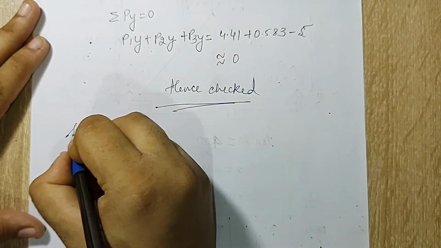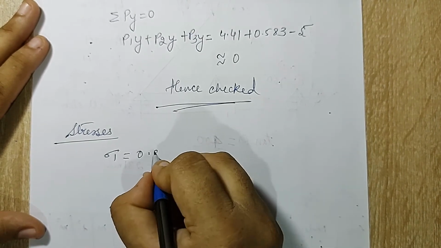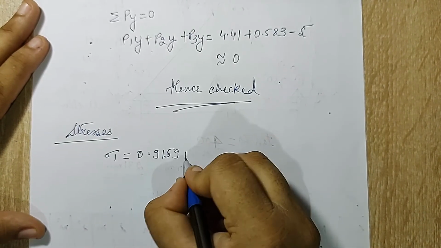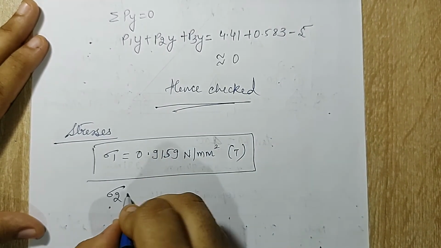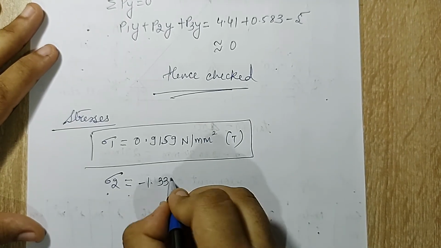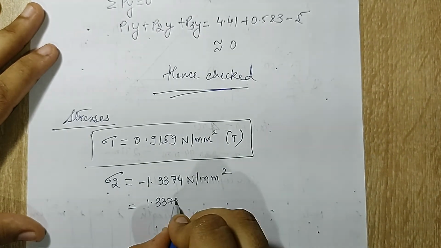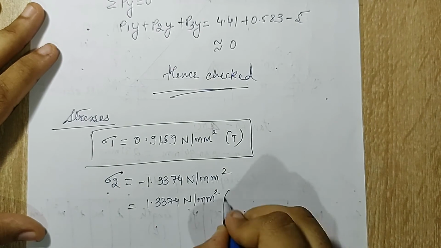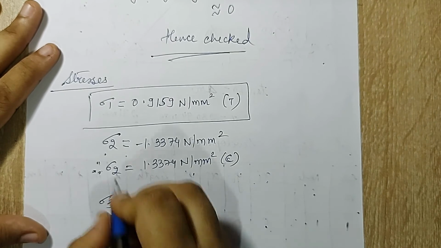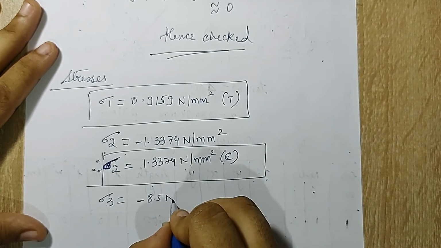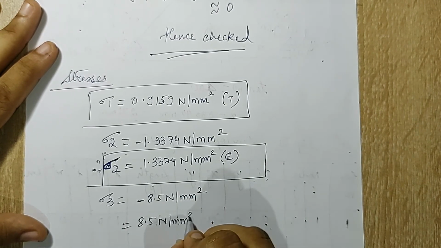If you go for calculation of stresses, you'll get sigma 1 as 0.9159 Newton per mm square. This will be tensile because it is positive. Sigma 2 you will get as minus 1.3374 Newton per mm square. Now since it is negative, this will be of compressive type. I think you can calculate these values, they are very simple. And sigma 3 I obtain as minus 8.5 Newton per mm square, which is 8.5 Newton per mm square compressive.